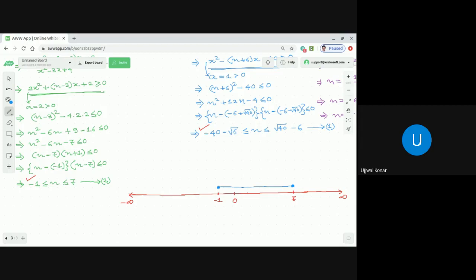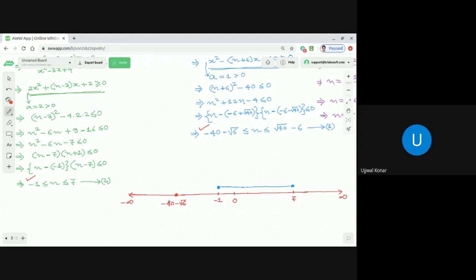Now, we need to find minus square root of 40 minus 6. Definitely it is less than minus 1, na, dear students. So let me use a different color. First let me point the value here: minus square root of 40 minus 6. So that is a relative position. You don't need to be very, very accurate.